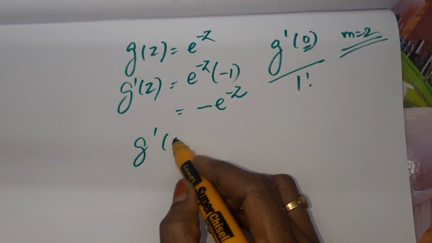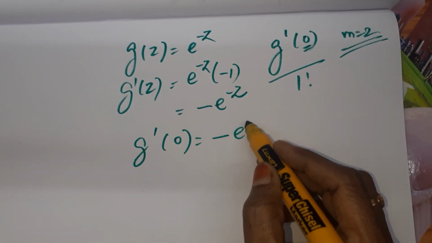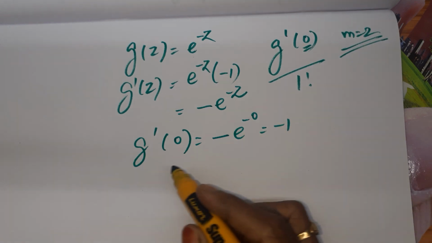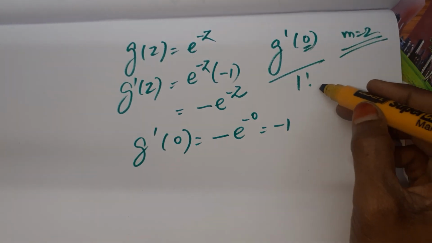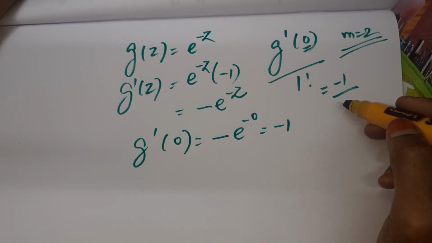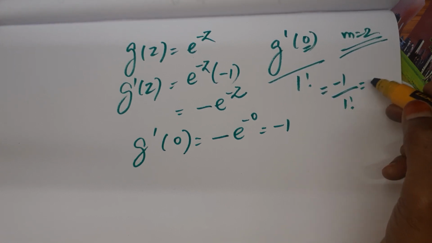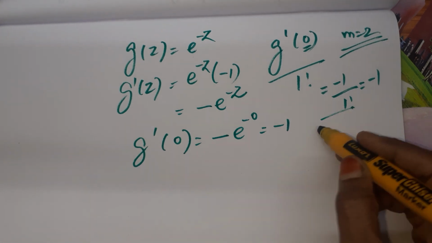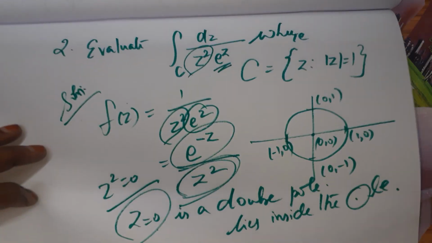In this, g dash of 0 is minus e power minus 0, that is minus 1. So it is minus 1. Now if you apply the formula, minus 1 by 1 factorial, which is minus 1. Okay. Now we have to substitute that.